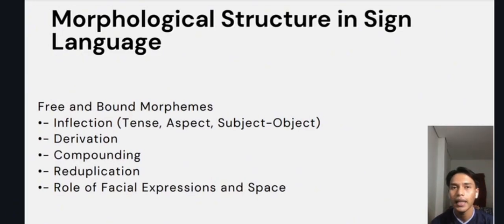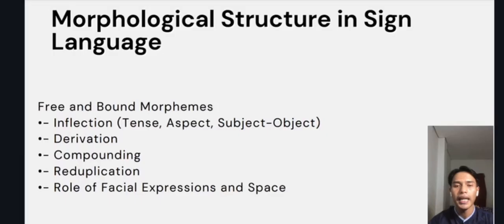Inflection in sign language. Inflection in sign language often occurs through change in direction, intensity, or repetition of movement. Tense inflection in ASL, moving the hand backward indicates the past, yesterday, while moving forward indicates the future. In Bisindo or Indonesian Sign Language, a similar concept is applied with movement change to mark time. Aspect inflection. In ASL, signing work quickly can mean working hard, while slow movement shows working casually. In Bisindo, extending the movement of walk can mean walk leisurely.